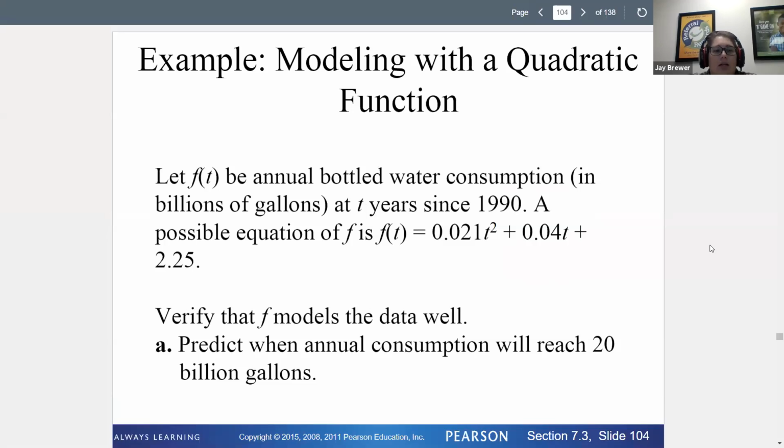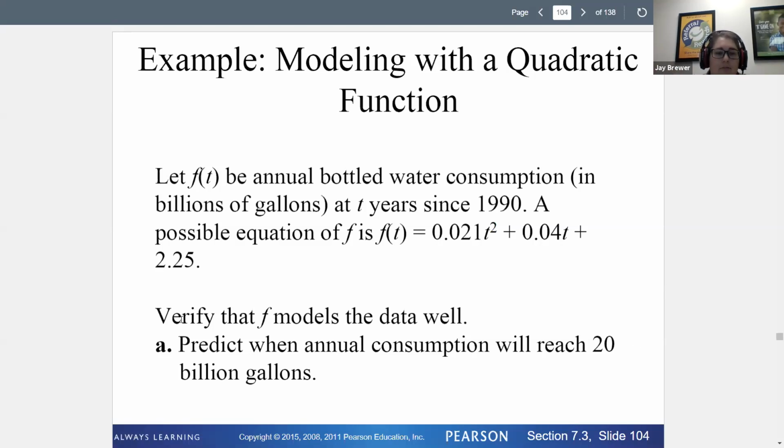So we're going to let F of T be the annual bottled water consumption in billions of gallons at T years since 1990. Notice how they're saying a possible equation of F is equal to F of T, and then it gives it to you. That's probably because you're dealing with data. So anytime you're dealing with data, you can have issues with human error, you can have reliability issues. So they're really trying to get you into the mindset of being a researcher, and that's why they're using the wording they're using. Okay, in terms of pure math, it's probably going to work out.